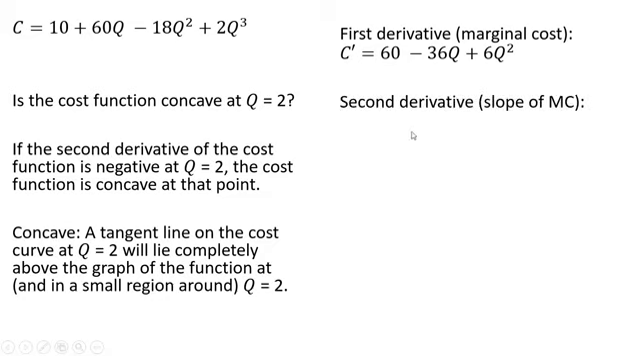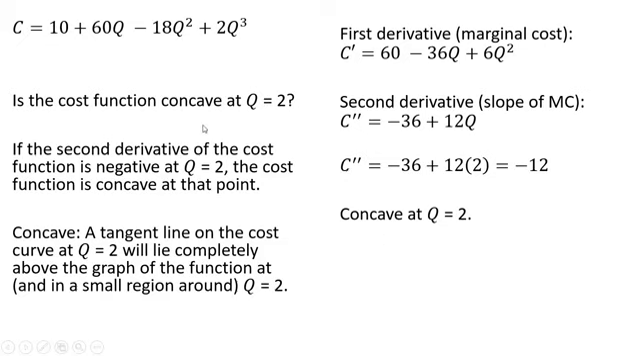Taking the derivative of the derivative, or the second derivative, we get minus 36 plus 12q. We're going to evaluate that second derivative at q equals 2. And as you can see here, the second derivative is negative. Minus 36 plus 24 equals minus 12. So where q equals 2, the graph of the cost function is concave. We'll look at the actual graph in a minute here.